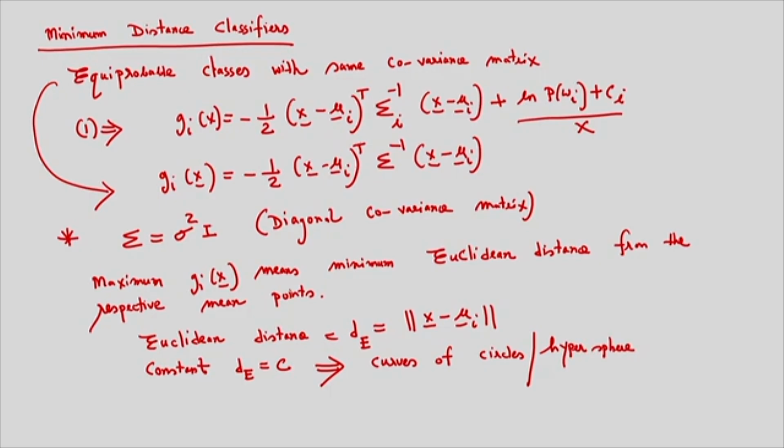If I consider the constant Euclidean distance, I will be getting the curves of circles, and if I consider the high dimensional case, then it is the hypersphere. So, this is the case number 1. So, now go to the case number 2.